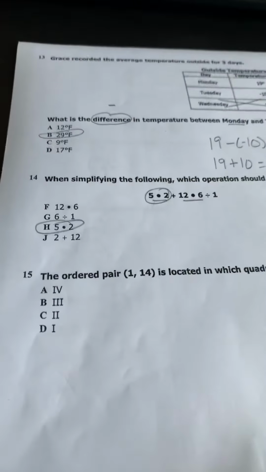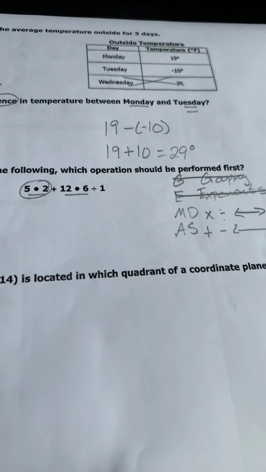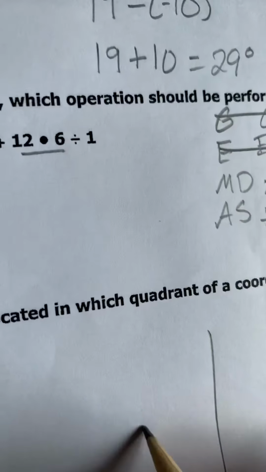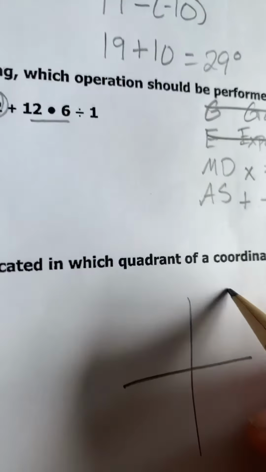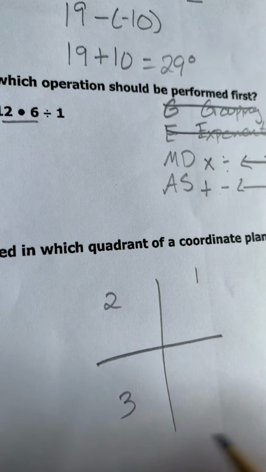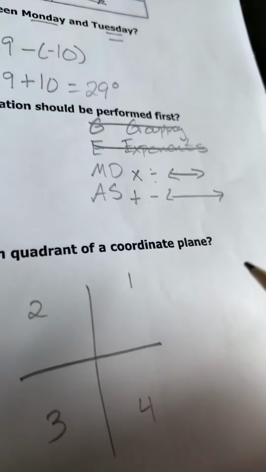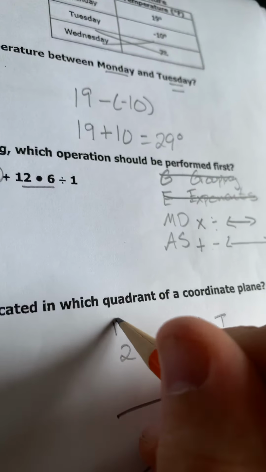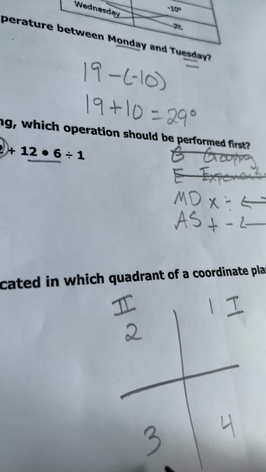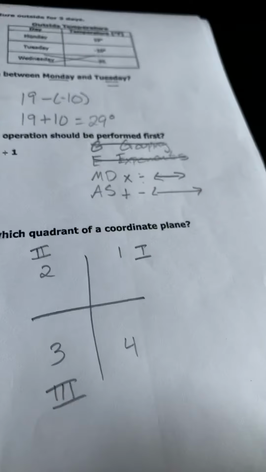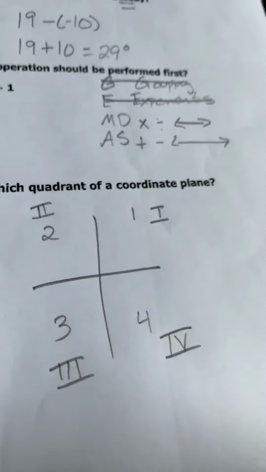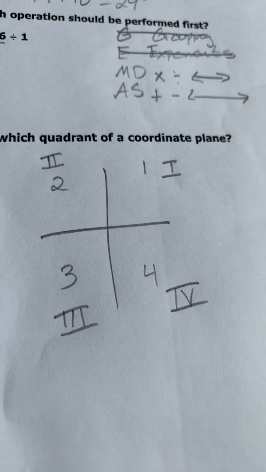All right, 15. The ordered pair, positive 1, positive 14, is located in which quadrant of the coordinate plane? So I'm going to draw my coordinate plane. So this is quadrant 1, 2, 3, 4. Or you can also see it as quadrant 1, 2, 3, 4. That is quadrant 2, not quadrant 11. Certain person that is watching.